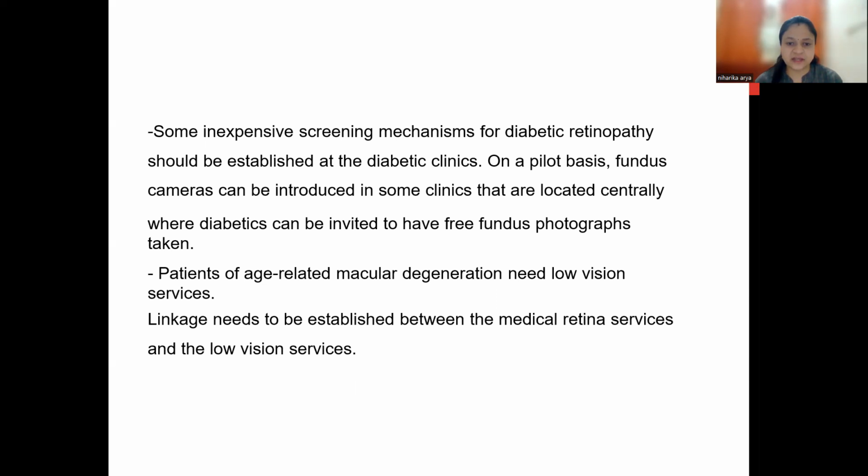Some inexpensive screening mechanisms for diabetic retinopathy should be established at the diabetic clinics. On a pilot basis, fundus cameras can be introduced in some clinics that are located centrally, where diabetics can be invited to have free fundus photographs taken. So this is for diabetic retinopathy screening.